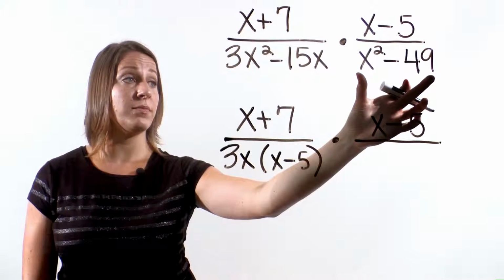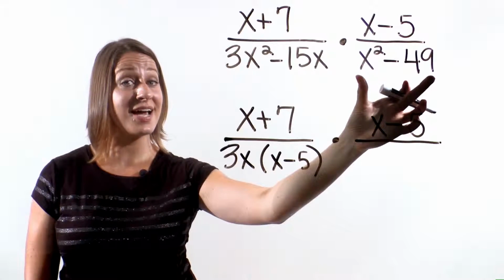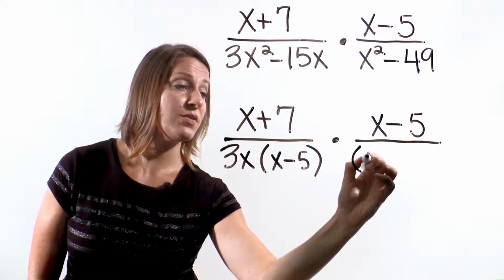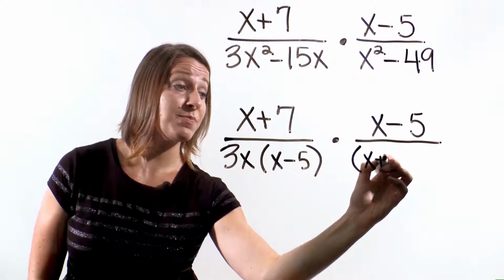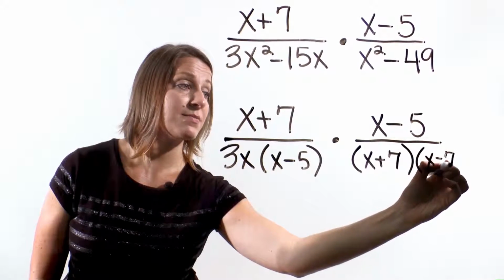Take a look at the bottom. It's x squared minus 49. Do you recognize that? That's a difference of squares. So we can rewrite it as x plus 7 times x minus 7.